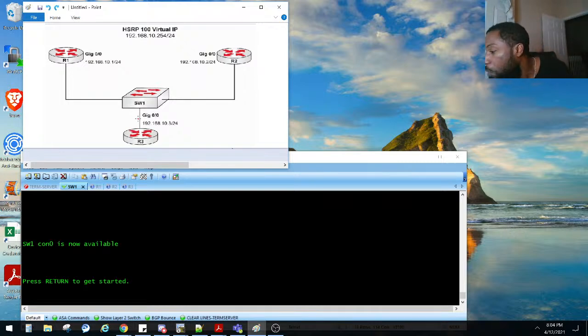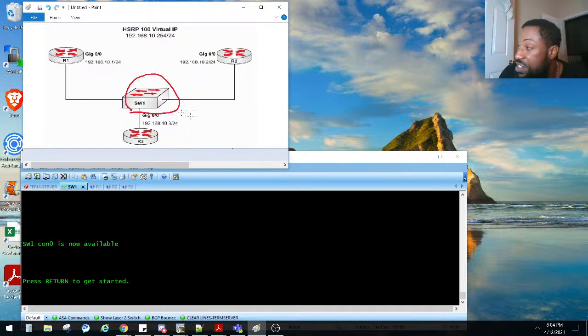I got this right here, switch 1 for me, is gonna be a 3750. It's a 24 port 3750. I bought this thing off of eBay. One of my favorite switches, man. Actually, it's my only favorite switch, version 2.